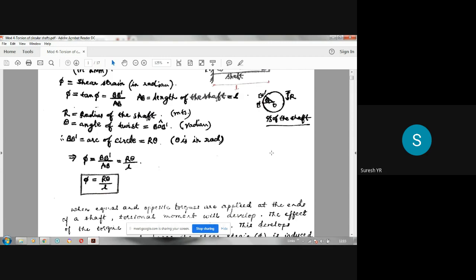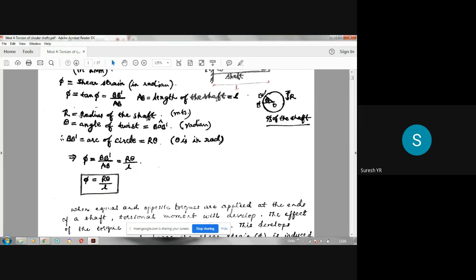Then what is the value of BB dash? BB dash is nothing but the arc of a circle. R is the radius, theta is the angle. Therefore BB dash will be R into theta. That is a property formula in trigonometry: the length of the arc of a circle, where the subtended angle is theta and the radius is R, is R into theta, where theta is in radians. Okay, BB dash is equal to R into theta.